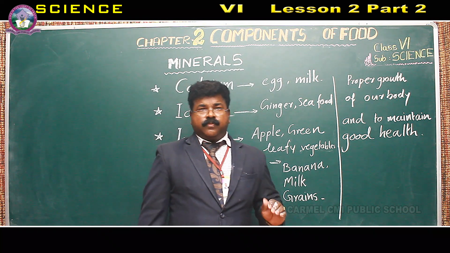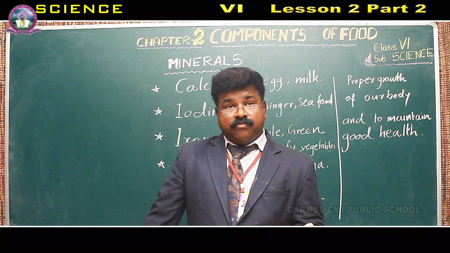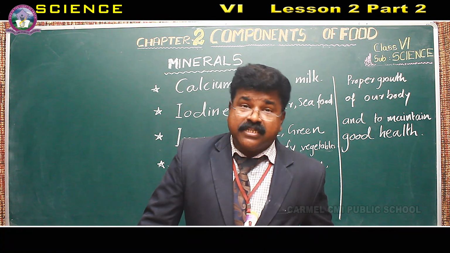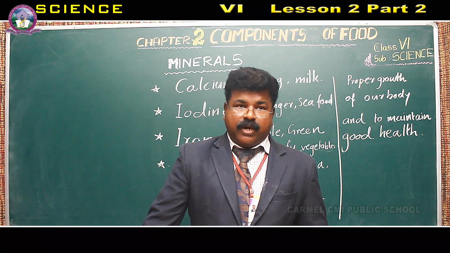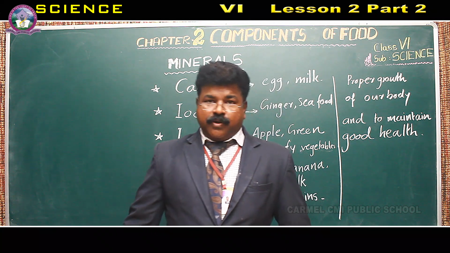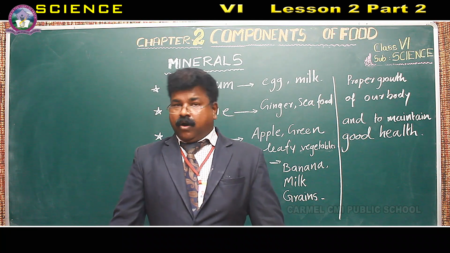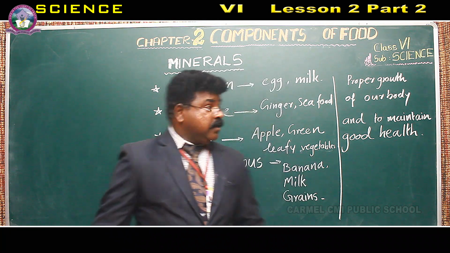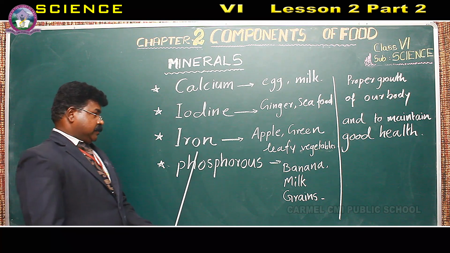A normal person may not always have seafood items available. That's why the government itself passed a law that everyone should try to use iodized salt. By the use of iodized salt, we can manage the problem with iodine. So try to use iodized salt in your home so that you can manage the deficiency of iodine in your diet. Or you may include different types of seafood items. So the first one is calcium, the next one is iodine, and the next one is iron.